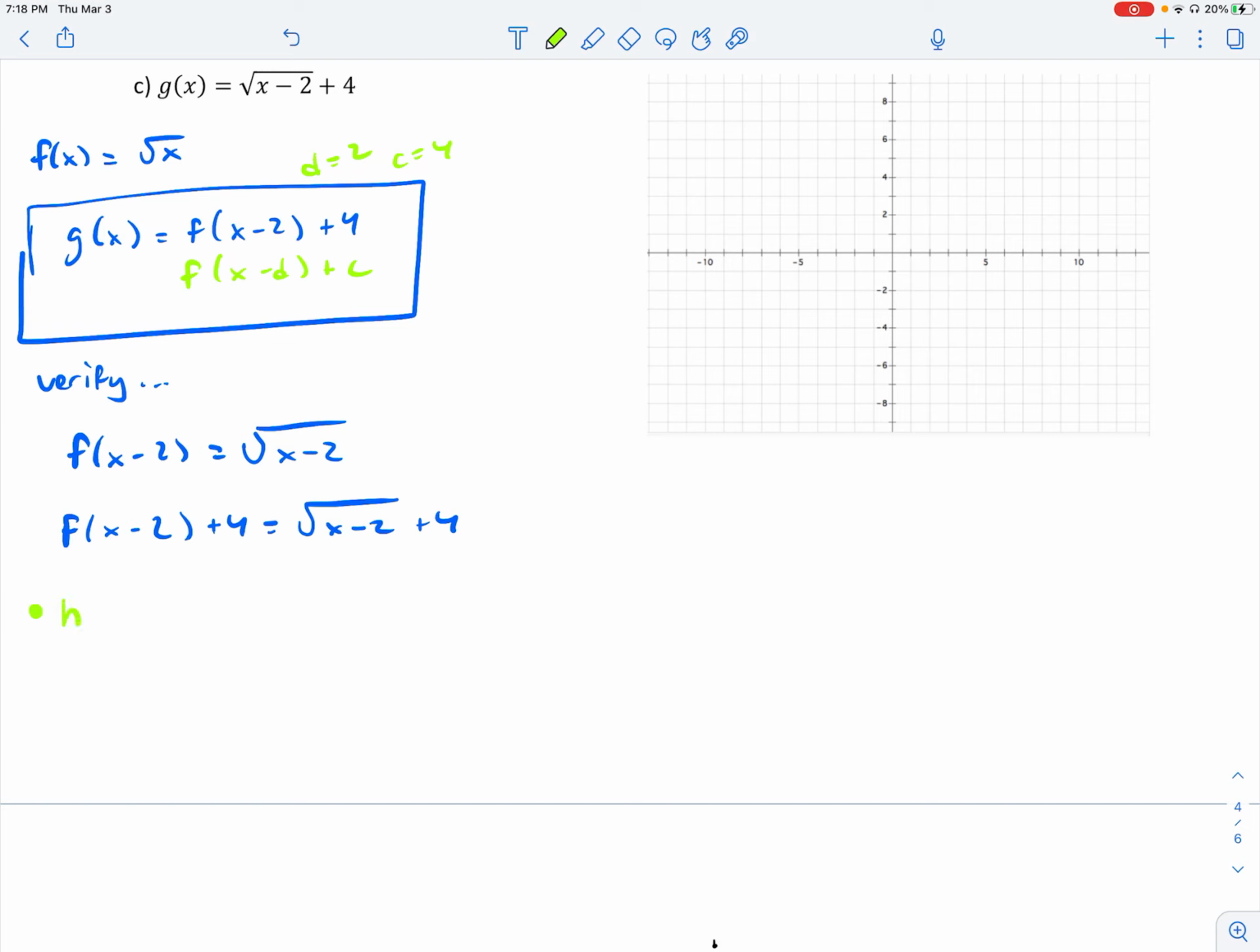Okay, because d is 2, we're going to have a horizontal shift. And it's going to go to the right 2 units. And then we're going to have a vertical shift up 4 units.